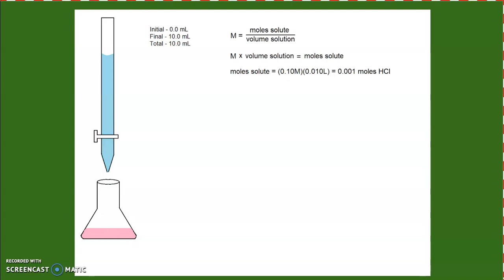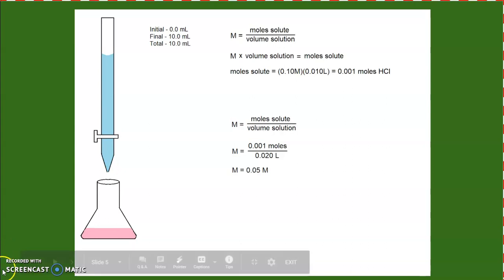I can now take that number of moles with my unknown solution. Well, if that amount of moles were to neutralize, then therefore that amount of moles must have been inside my unknown solution. And then using the volume, that 20 milliliters that we originally put in there, I can now solve for molarity and find, well, if 0.001 moles were in my unknown solution and its volume was 20 milliliters or 0.02 liters, I find the molarity to be 0.05 molar.